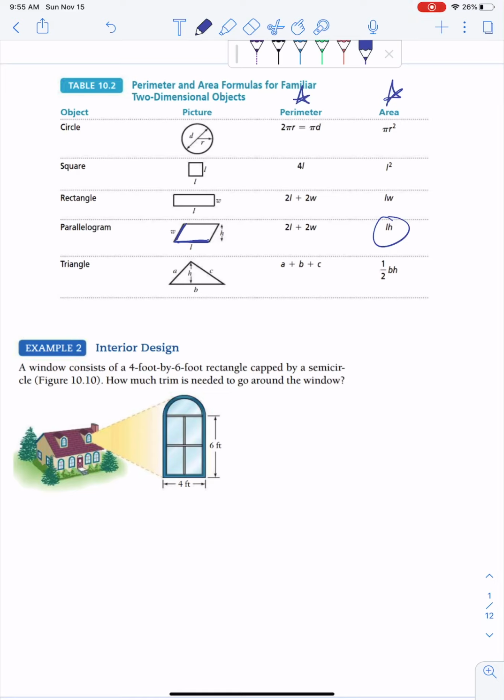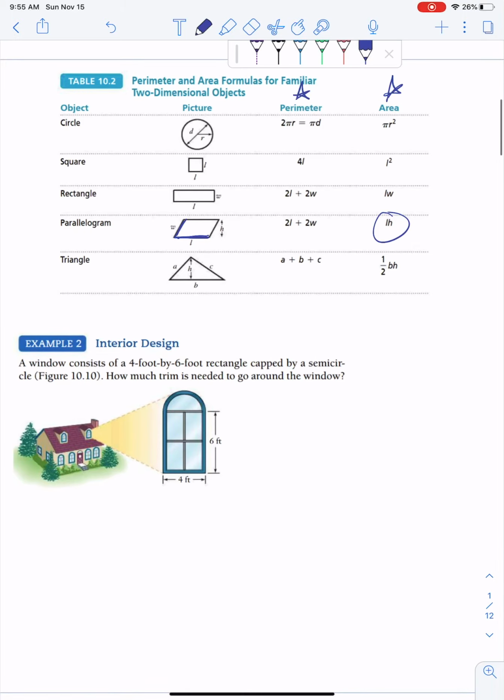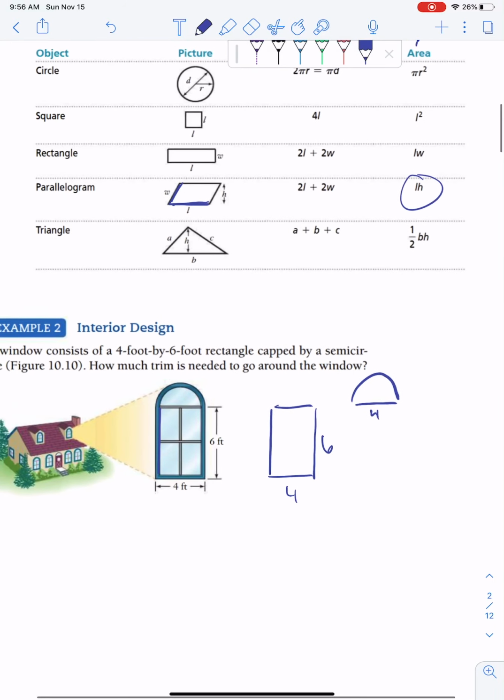And we need to be a little bit careful, because even though we've got these formulas, this part right here is just a rectangle, and it's 4 feet wide and 6 feet tall. And then I have a semicircle on top of that rectangle. My diameter of my semicircle is 4, going all the way from one side to the other.